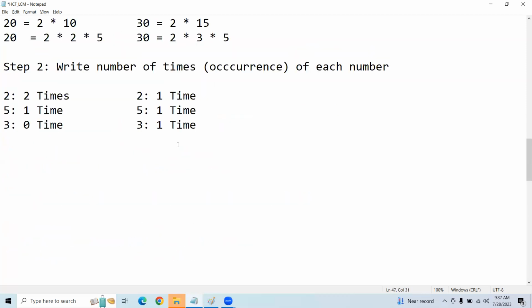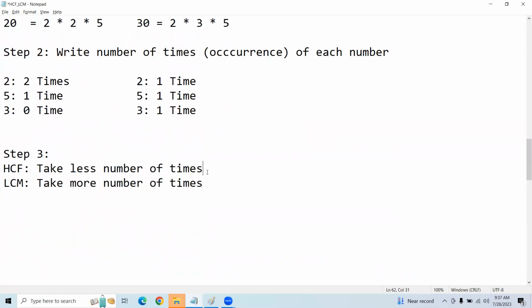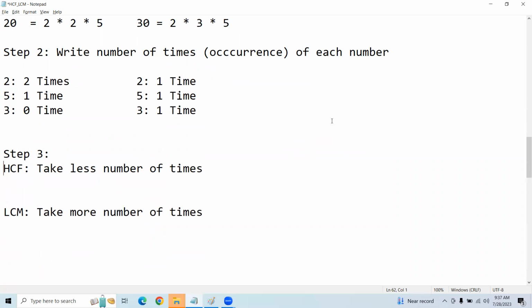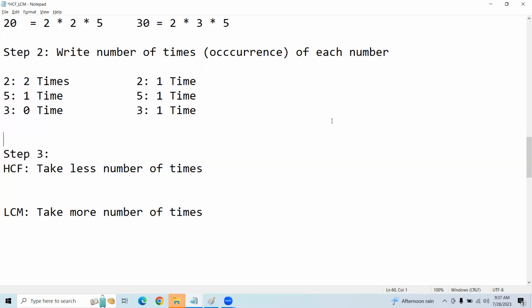So let's look at finding HCF now. So for HCF, what we have to take? Less number of times. So 2 is 2 times over here on the left hand side. On the right hand side, it is 1 time. So what is less? 2 is less or 1 is less? 1 is less. So we will write 2 1 time. So when we say 2 1 time, we have to just write 2 1 time only.